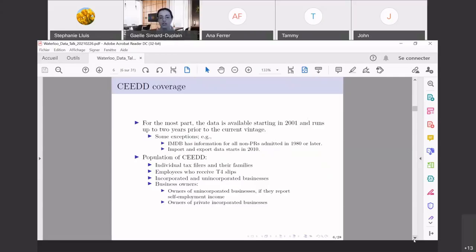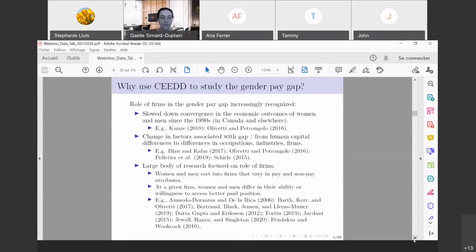So just a quick overview of what it is, right? It's a lot of things, as you can see. And so it's been used extensively in research to address all sorts of questions, some of them more oriented towards the business side of things. And so in the paper that I'm presenting today, we use it to look at the gender pay gap.